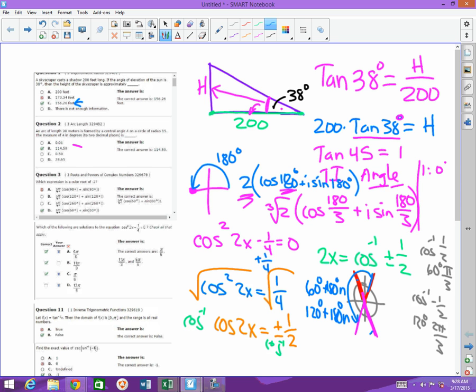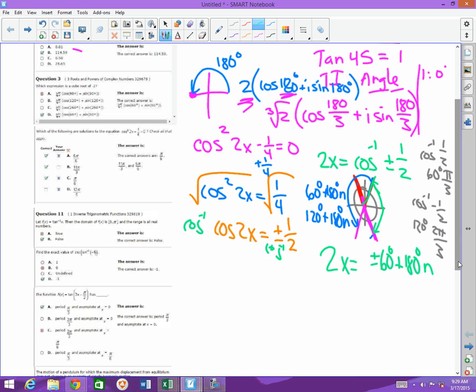Now you can also, because from here to there is 60 degrees, there to there is 60 degrees also, you could say plus and minus 60 degrees plus 180 n. And you still have 2x equal to that.